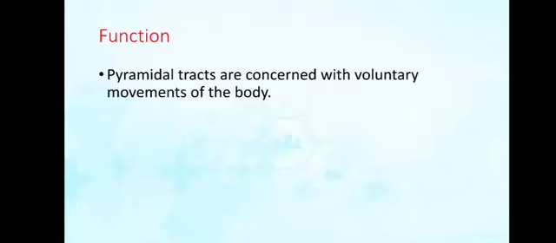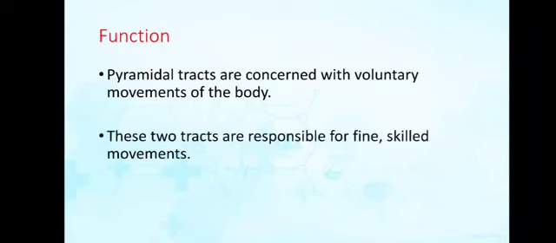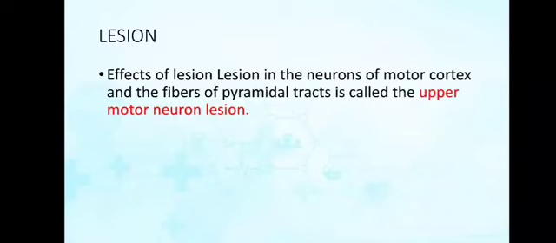Now, functions and lesions. Functions: the pyramidal tracts are concerned with voluntary movements of the body, and these two tracts are responsible for fine and skilled movements. The fibers of pyramidal tracts transmit motor fibers from the motor area of the cerebral cortex to the anterior motor neurons of the spinal cord. Now coming to the lesion.